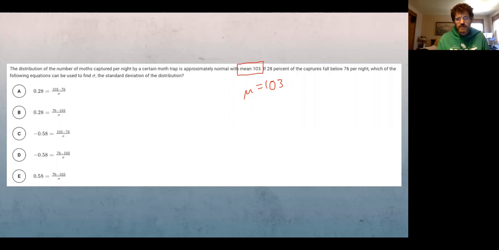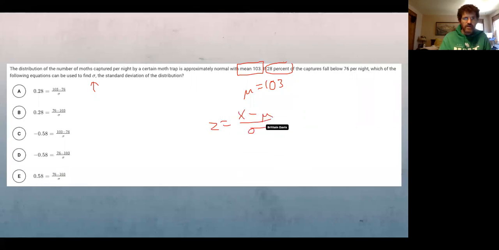Now, the concept here is that we are talking about a z-score calculation, because it's talking about this 28%, that's the area under the curve. We've got sigma as part of it, which is what we're solving for. So what I want to keep in mind is that all of these are related to a z-score. And the z-score calculation is x minus your mean divided by the standard deviation. And now we need to go through and figure out what's going on. The one thing I do know is that the mean is 103, so I'm going to go ahead and fill that in.